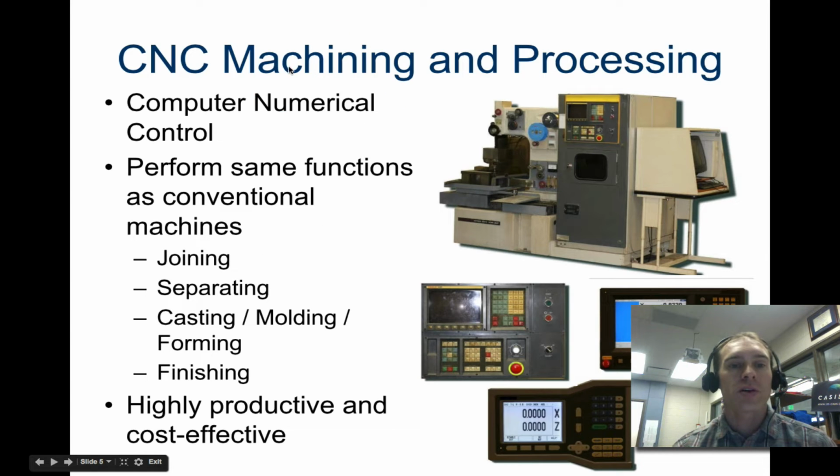So computer numerical control machining and processing, they use computer numerical control, so it's just a system of numbers and letters that cause it to perform functions. And they can perform some things like joining parts together, that would be like an additive process, like the rapid prototyper, or separating, which is the milling machine, casting and molding, or forming things, finishing products. They are very productive and cost effective, just because they're so accurate and so quick.